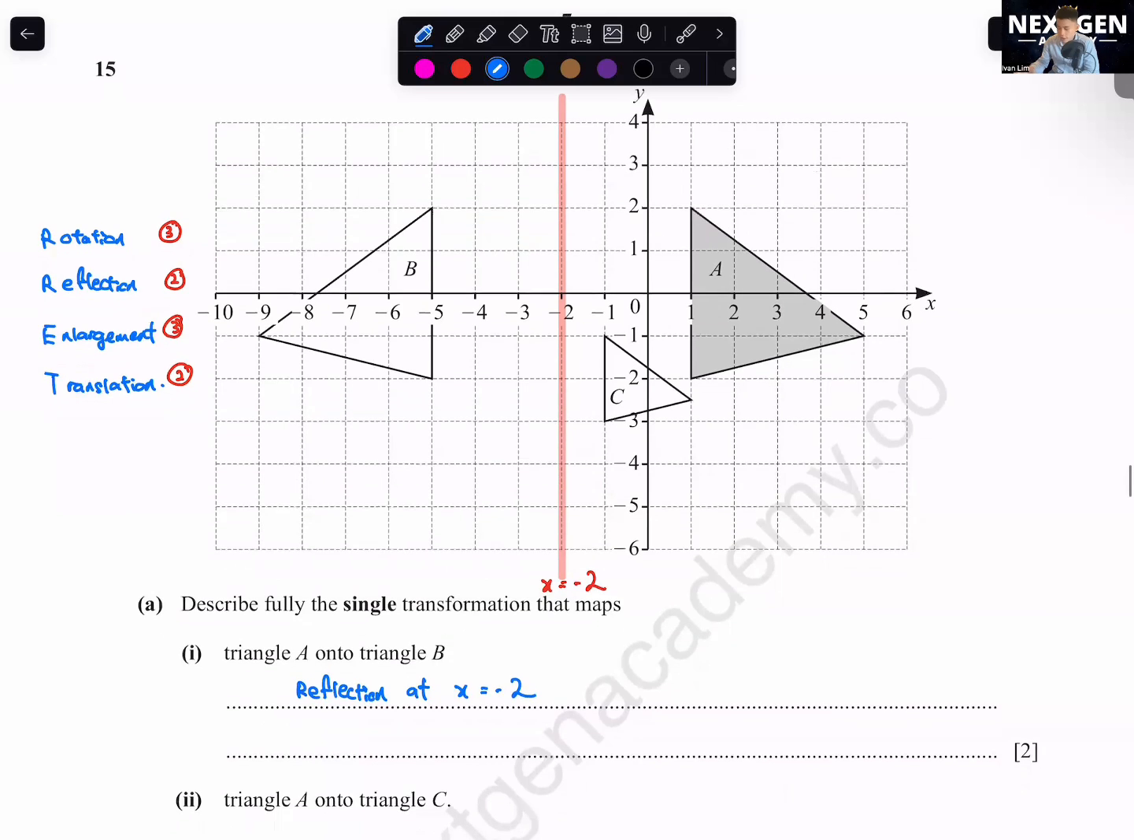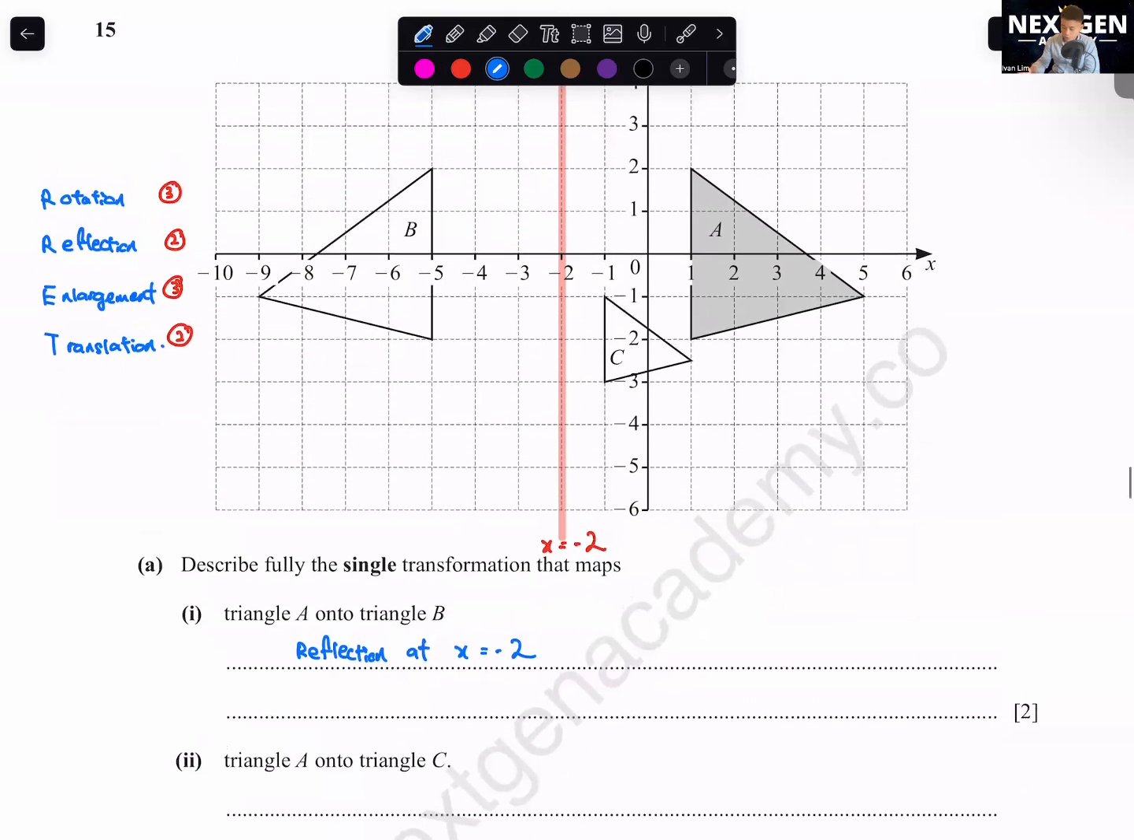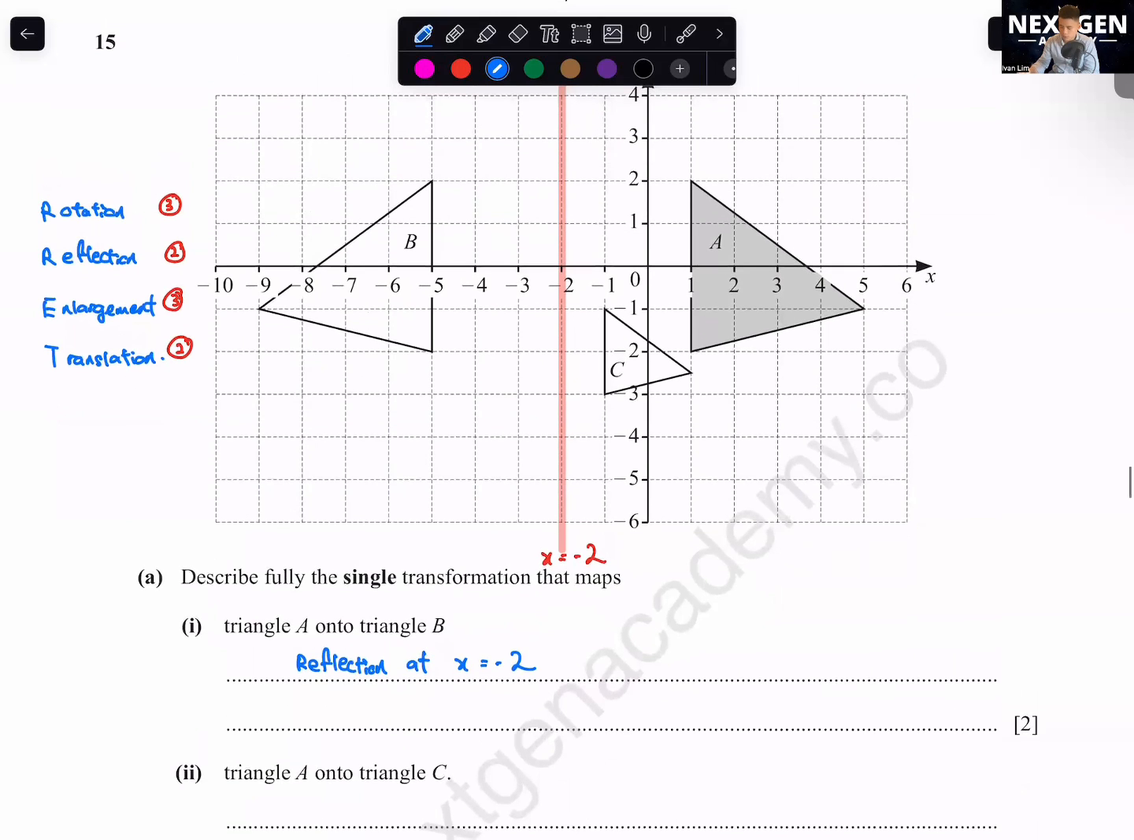Next one, triangle A onto triangle C. A to C, not C to A, from the bigger one to the smaller one. Which one is this? The size of the shape changes, so it's an enlargement. For this enlargement, what you need to do is connect the dots, the similar sides. So you see here, I'm connecting this and this, this and this, to find where the center is. Where they intersect is the center, this part here. What's this center? -3, -4.